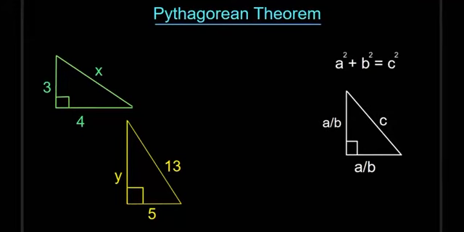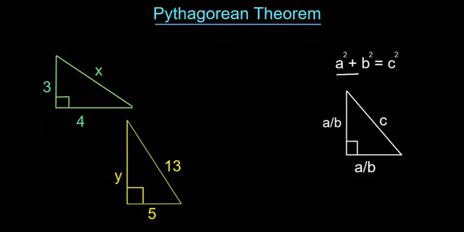Today we're going to be talking about one of the most important math concepts, the Pythagorean Theorem. So let's begin. What is the Pythagorean Theorem? Well, it tells us that a squared plus b squared equals c squared. Now, what do these letters or variables mean?